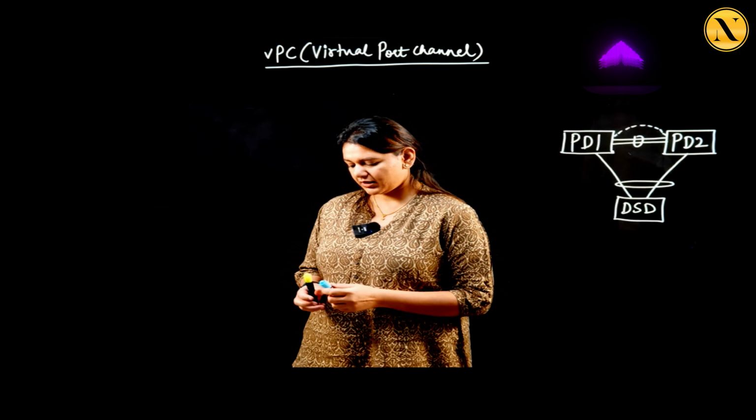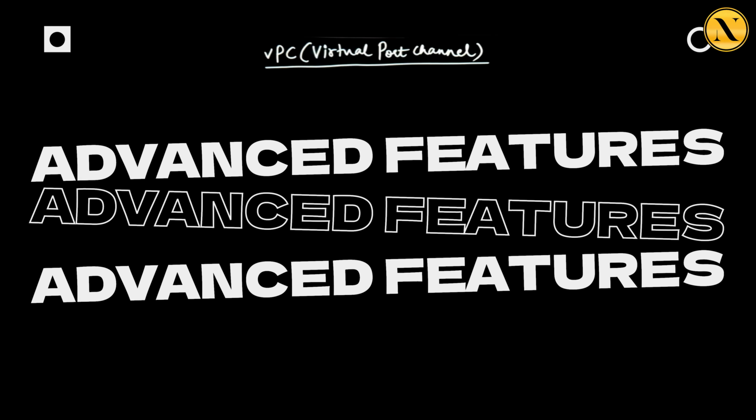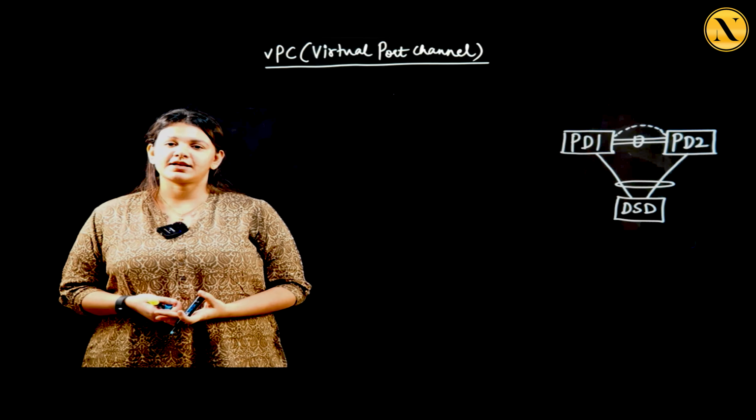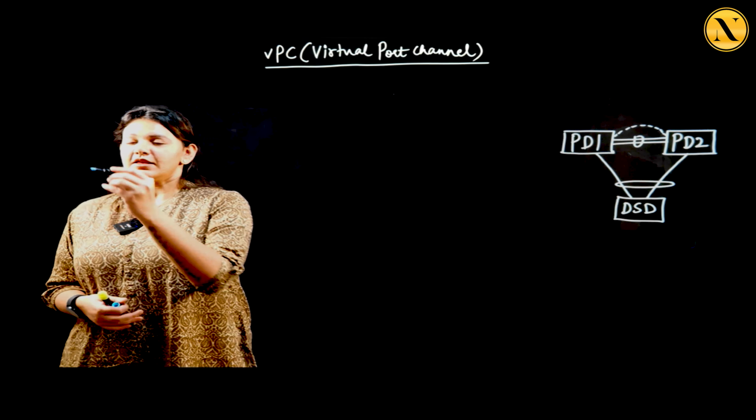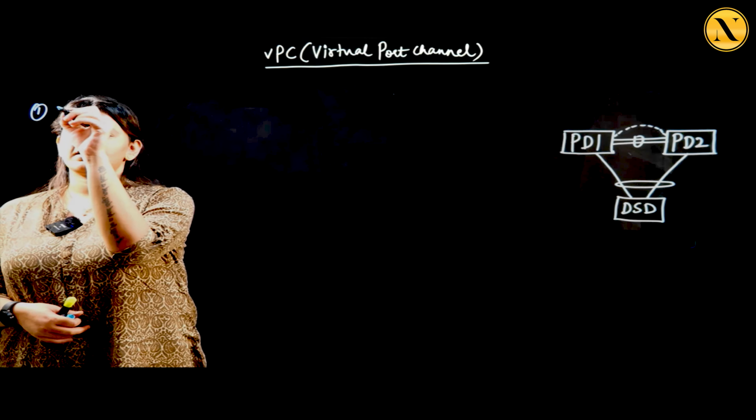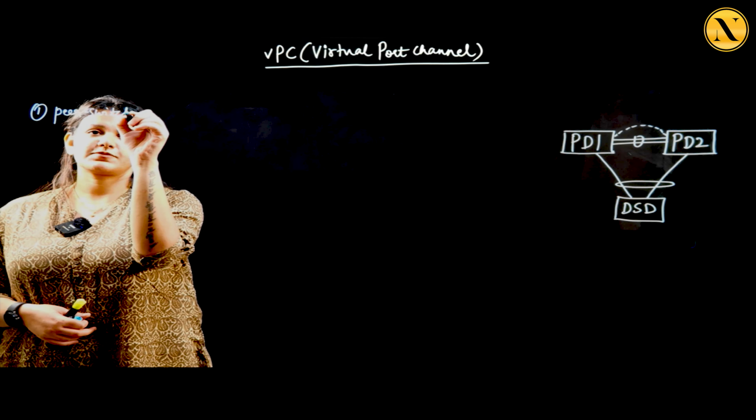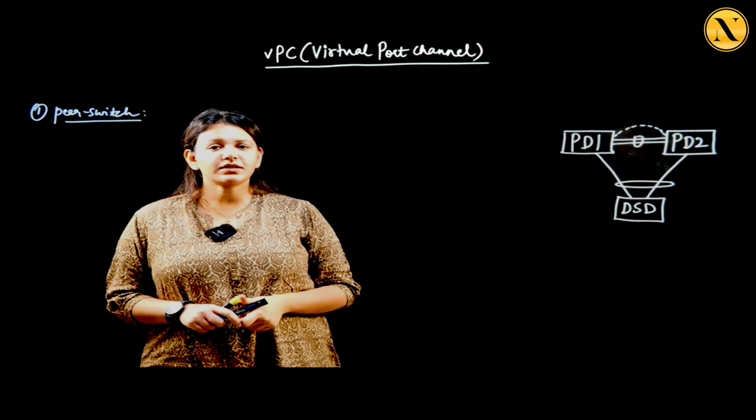Today we're going to be discussing a couple of advanced features that you can configure in VPC. These advanced features are also considered best practices, so it's always recommended that you go ahead and enable them. The first one is peer switch.